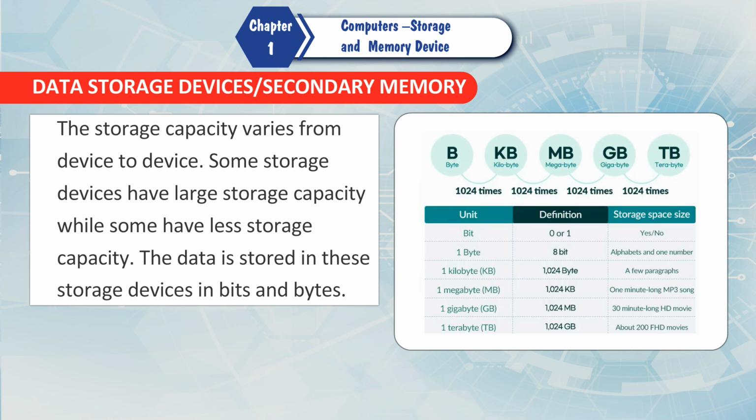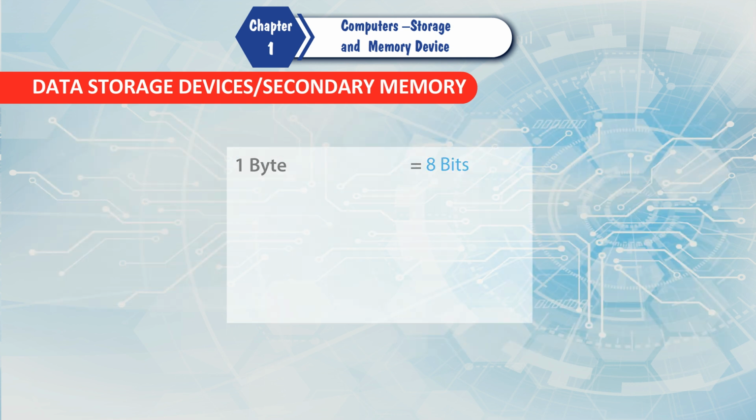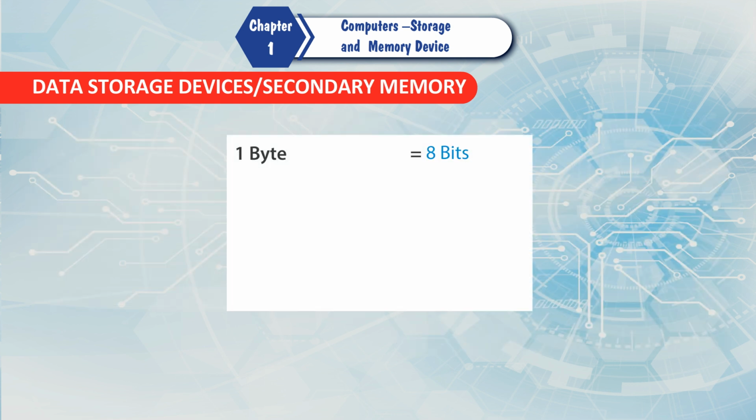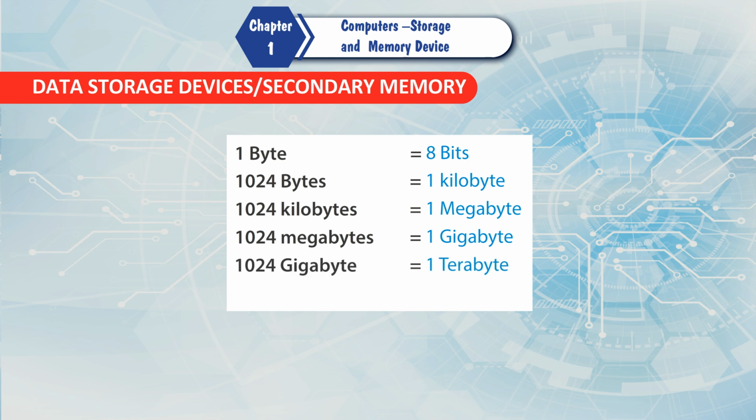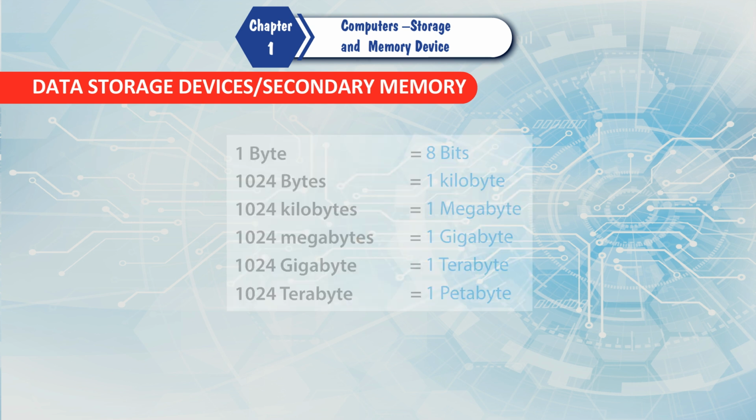The data is stored in these storage devices in bits and bytes. 1 byte is equal to 8 bits. 1024 bytes is equal to 1 kilobyte. 1024 kilobytes is equal to 1 megabyte. 1024 megabytes is equal to 1 gigabyte. 1024 gigabytes is equal to 1 terabyte. 1024 terabytes is equal to 1 petabyte.